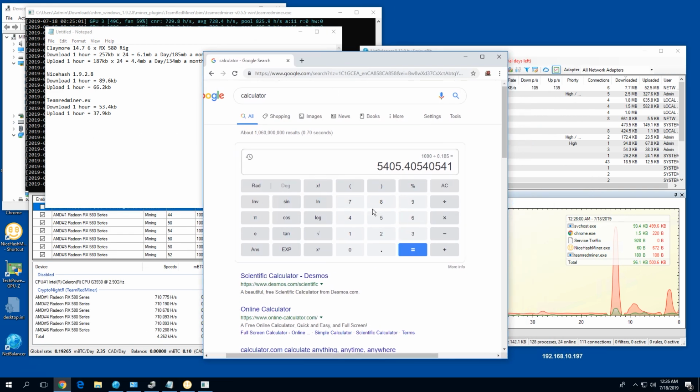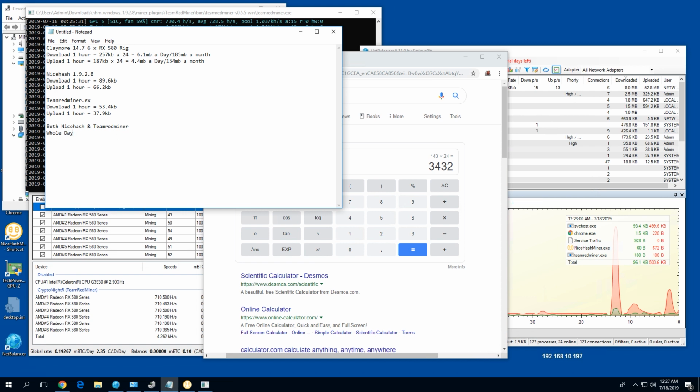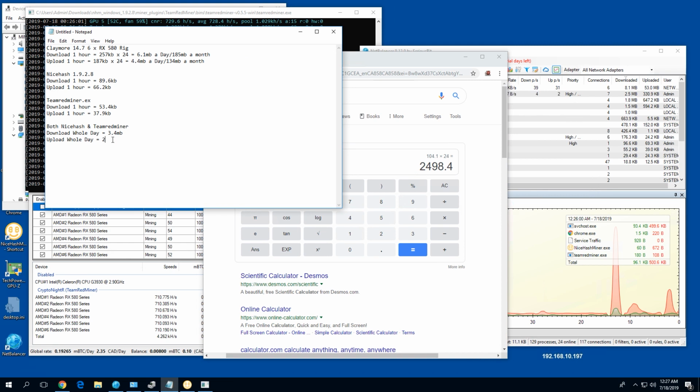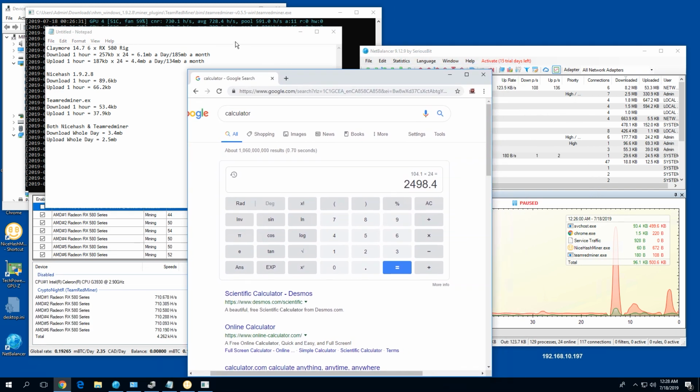Okay, so we're gonna combine the download for Nicehash and Teamredminer together, because that's what they use both together anyway for Nicehash. For a whole day will equal 3.4 megabytes, okay? For upload, a whole day equals, and then we have to combine 66.2 plus 37.9, and that will equal 104. So 104 kilobytes per hour, and then times 24 would equal, in megabytes, 2.5 megabytes a day. Okay, so that's for the upload speed. I've already calculated here, guys.